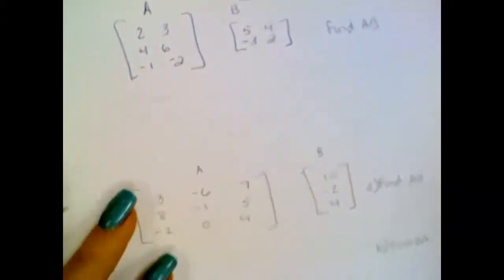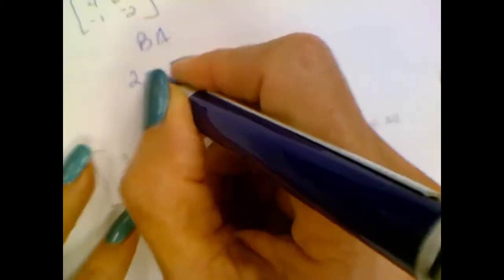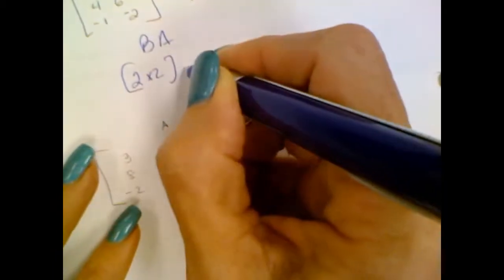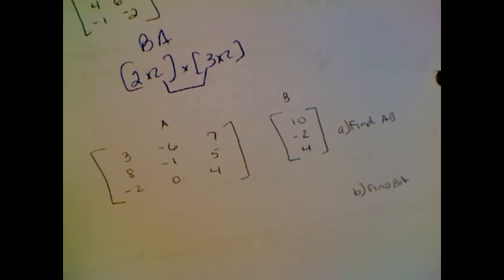That's because if you did B times A, you would be doing a 2 by 2 times a 3 by 2. And do you see how the inner numbers don't match? That makes sense, so you are not allowed to multiply them in that order. It would have to be A times B because you wouldn't be able to get it the other way.